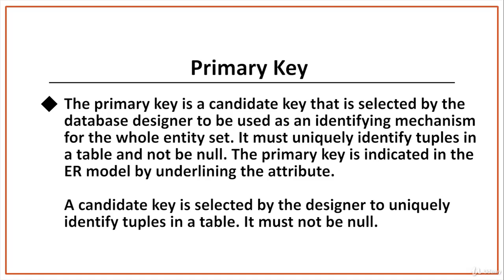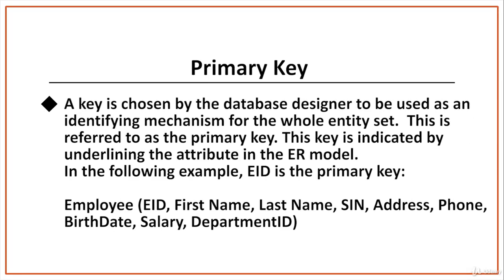A candidate key is selected by the designer to uniquely identify tuples in a table. It must not be null. A key is chosen by the database designer to be used as an identifying mechanism for the whole entity set. This is referred to as the primary key. This key is indicated by underlining the attribute in the ER model. In the following example, EID is the primary key. Employee: EID, first name, last name, SIN, address, phone, birth date, salary, department ID.